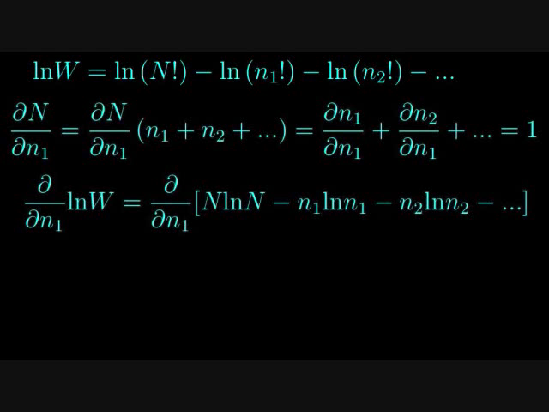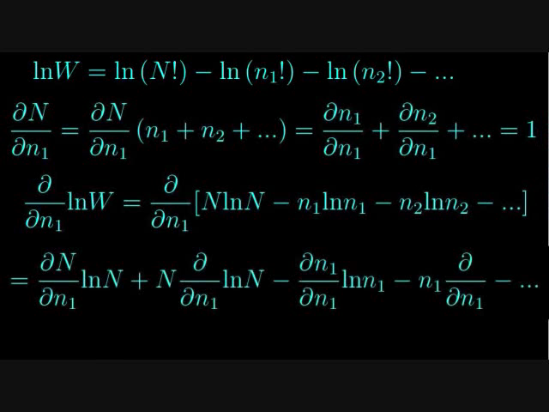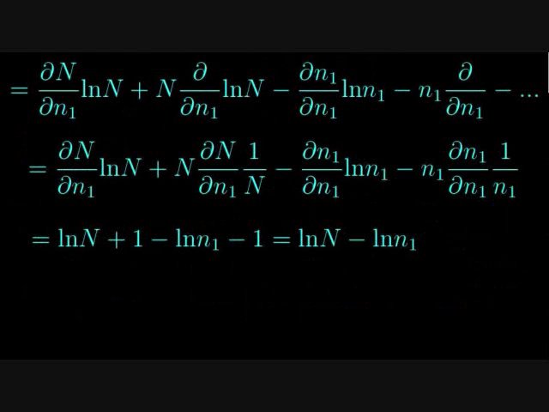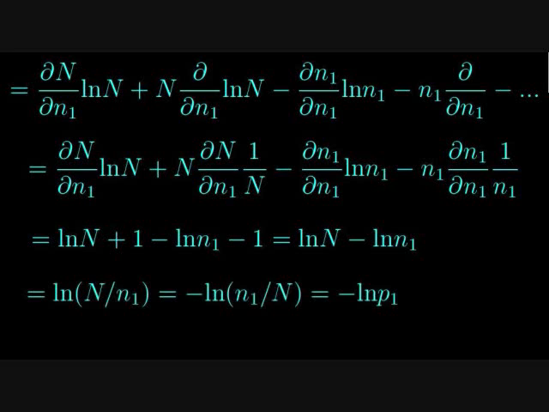We will also need the derivative of the natural log of W with respect to n sub 1. Use the product rule, then use the chain rule, then cancel and collect terms. Use the log rules to combine the log terms. Define n sub 1 over N as p sub 1, the probability that a system is in state 1.